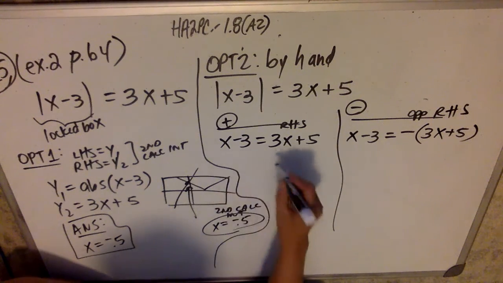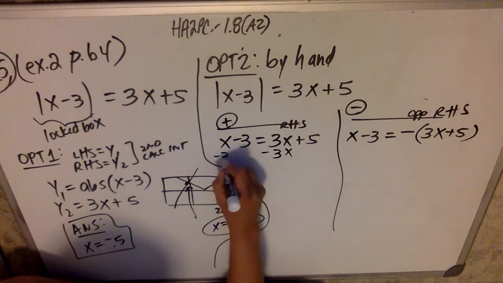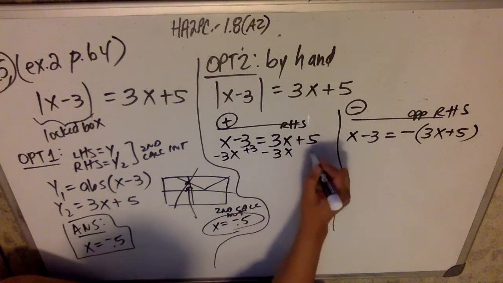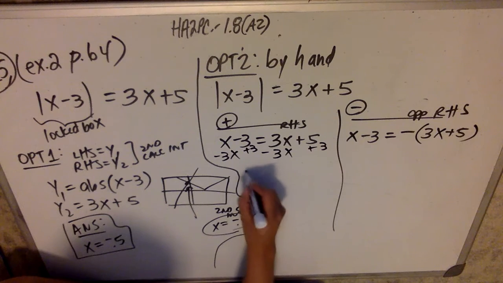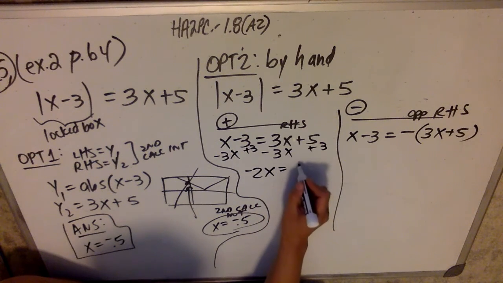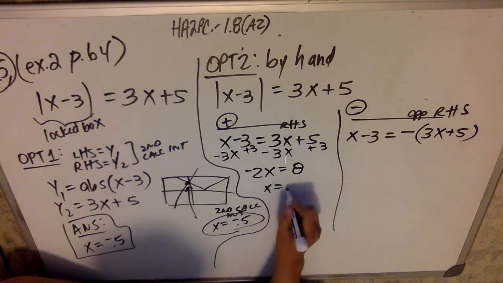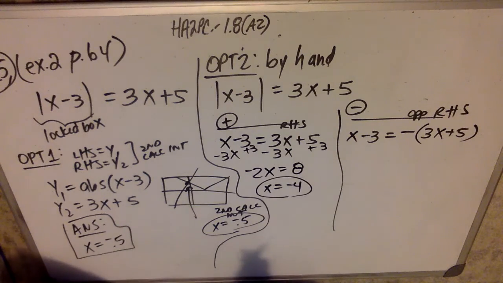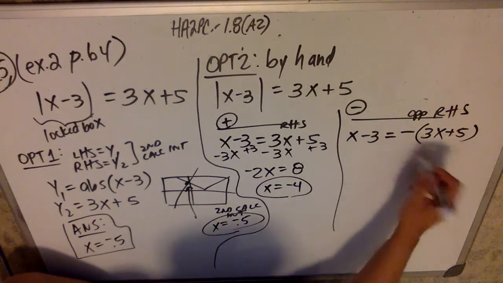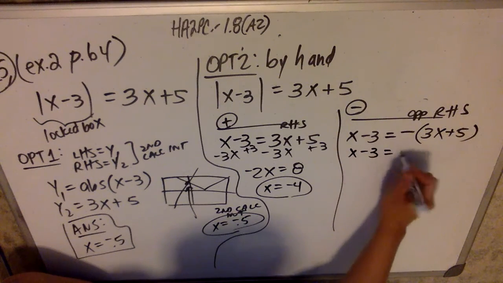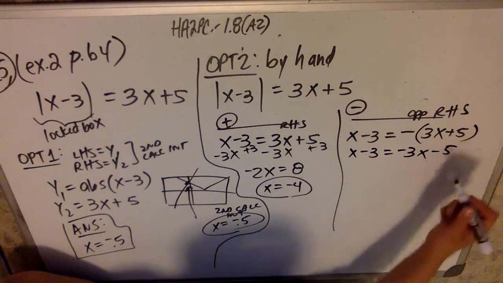I'm going to move all my x's to the left-hand side, so subtract the 3x. I'm going to move the non-x's to the other side. So this is a negative 2x equals 8, and I'm going to get x is negative 4. And we'll talk about that in a sec because that was not an answer that we got when we did the other stuff. And in this case, if I distribute that negative, I get x minus 3 is negative 3x minus 5.